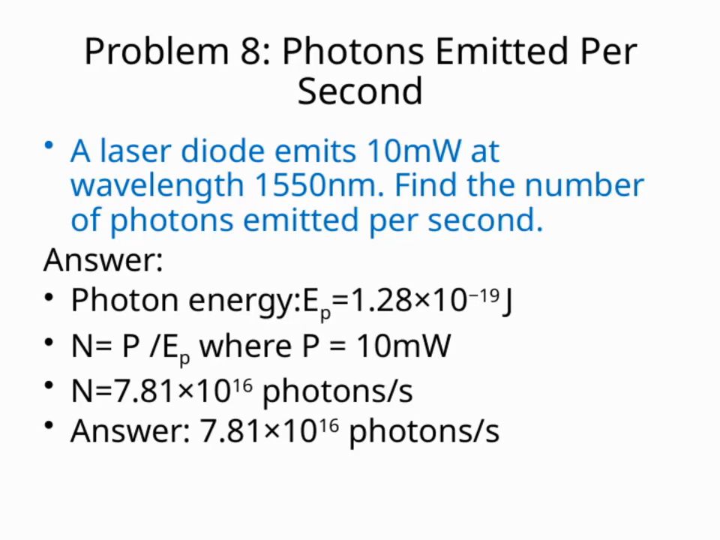To find how many photons a laser diode emits each second, we start with its power output, 10 milliwatts at a wavelength of 1550 nanometers. Using the photon energy formula, we calculate each photon's energy as about 1.28 times 10 to the minus 19 joules. Dividing the total power by this energy gives us roughly 7.8 times 10 to the 16 photons emitted every second. That's a huge number of particles, all packed into a tiny beam of light.